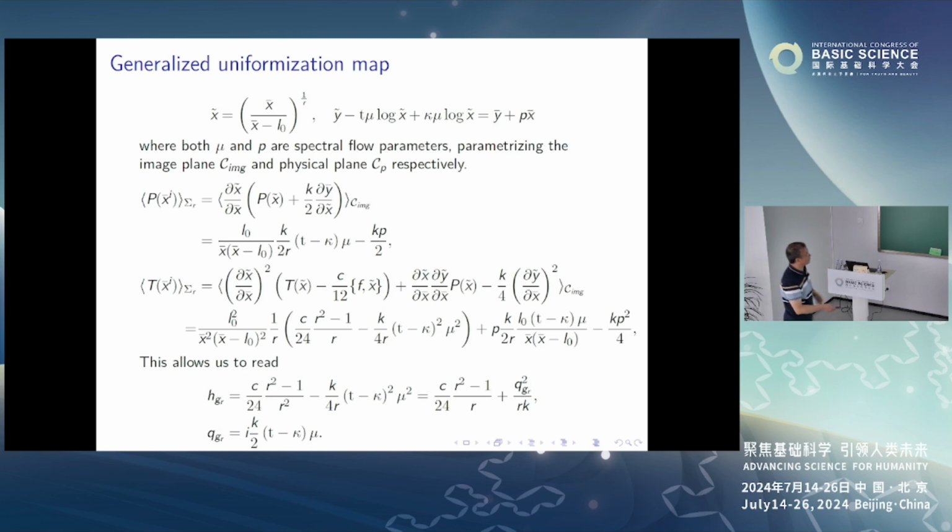But now there's some subtlety. In the warped case, first of all, the uniformization map is different from the Euro CFT case. In the Euro CFT case, we know there are a holomorphic coordinate and an anti-holomorphic coordinate, so they are complex conjugates of each other. But now X and Y are quite different in the warped CFT case. For X, it's some kind of uniformization map, but for Y, it's quite different. And also, there's some quite subtle issue with the spectral flow, etc.